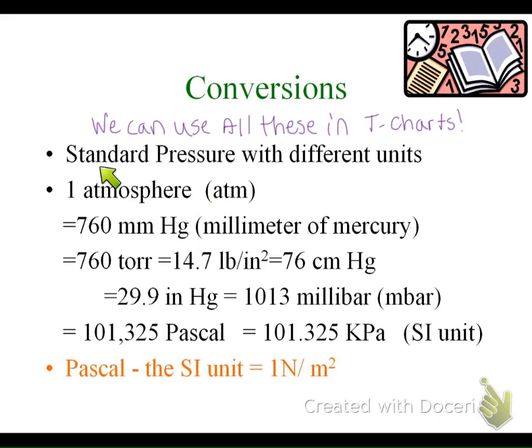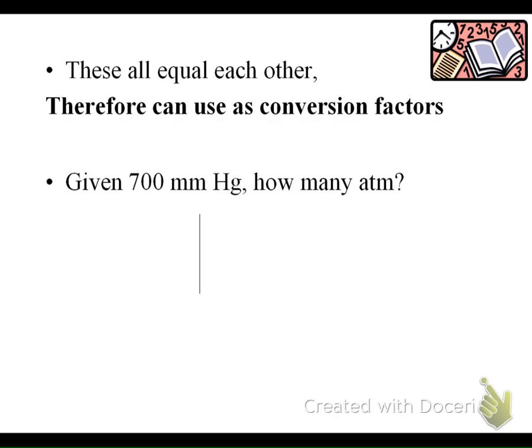So all this means is that 1 atmosphere is equal to 760 millimeters of mercury, which is also equal to 760 torr, or 14.7 pounds per inch squared, 76 centimeters of mercury, 29.9 inches of mercury, and so forth. So all of these can be used in a T-chart, and these all equal 1 atmosphere. So we can use those as conversions, and we can also use all of these as conversion factors like moles per gram, like we do with the periodic table. Okay? So if we look at our T-chart, we're never going to stop using these. Please get used to them in the second semester as well.